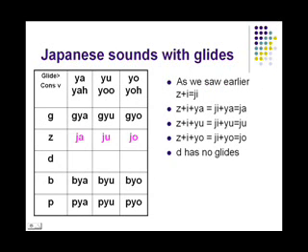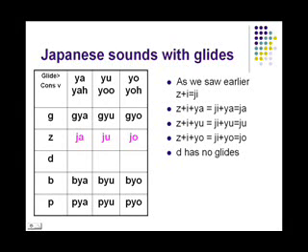Now let us move over to the hard consonants. By now this matrix structure must be very familiar to you. In the first column you have those hard consonants. In the first row you have those sounds ya, yu, and yo. The combinations of these are called glides, and we are going to look for them in the intersections. G gives rise to gya, gyu, and gyo. Z gives rise to ja, ju, and jo.